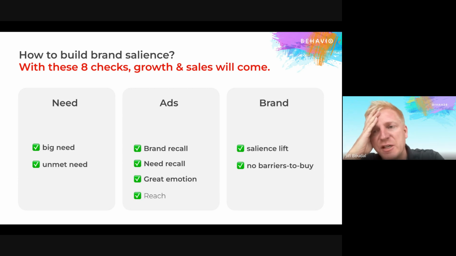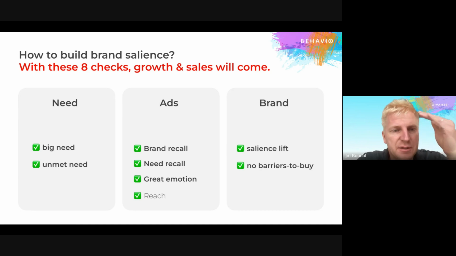But in the fast-paced environment of those challenger brands, we typically see that if you have these 8 checks with your campaign, the growth and sales will come, sometimes immediately, sometimes in 3 months, in 6 months, in 12 months, when all the people reached become in market. Sometimes they're not in market, but they've learned about you, and then they will choose you when they want to buy the thing you're selling. So here is the checklist.